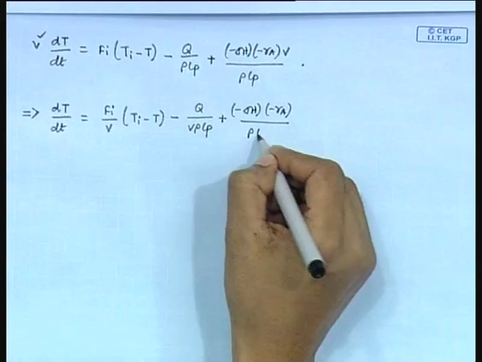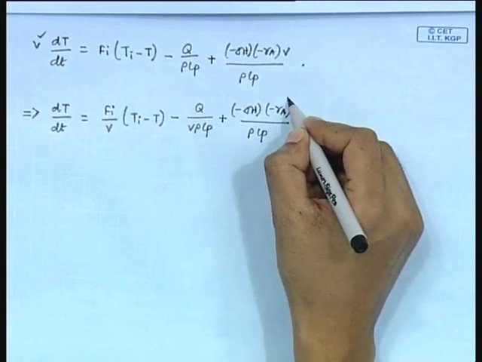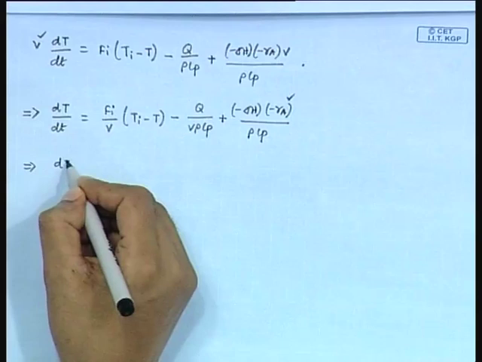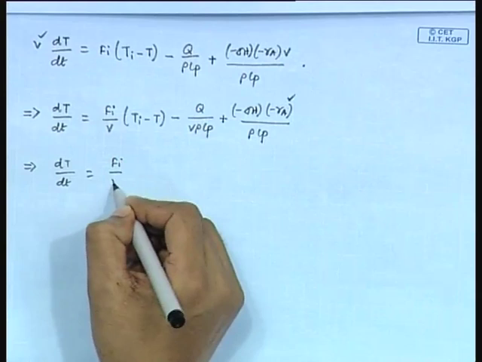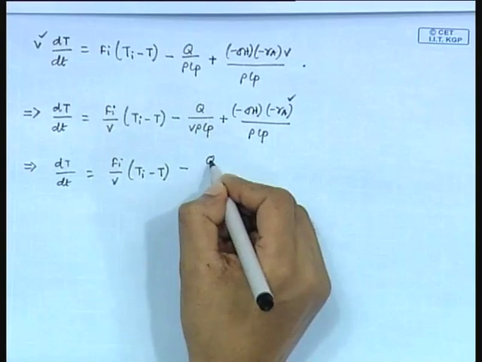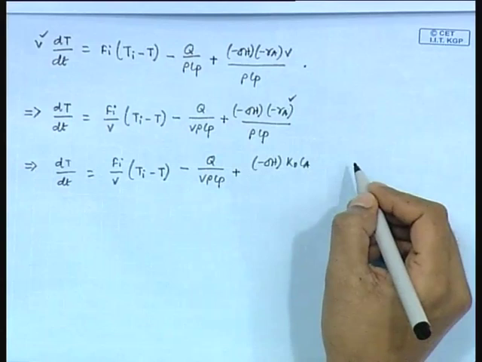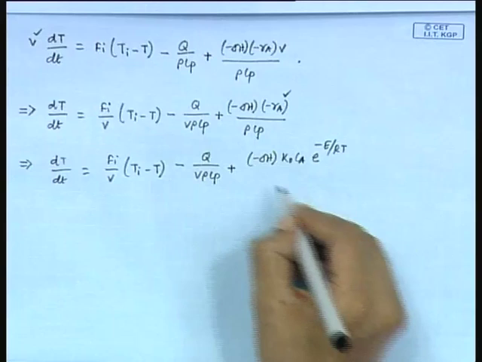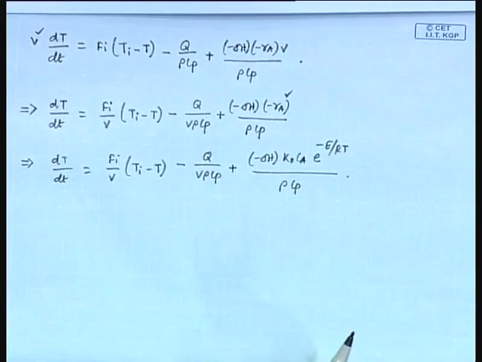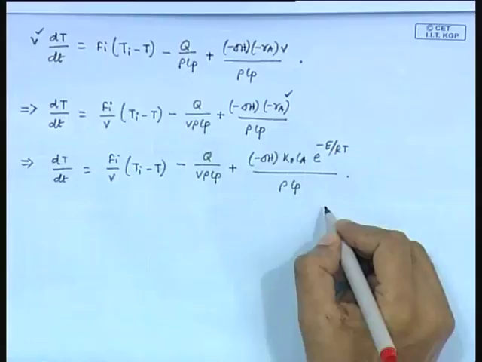Now again we will substitute here the Arrhenius law, then dT/dt equals Fi divided by V (Ti minus T) minus Q divided by V rho Cp plus minus del H, k naught Ca exponential of minus E divided by RT, whole divided by rho Cp. So this is the energy balance equation.